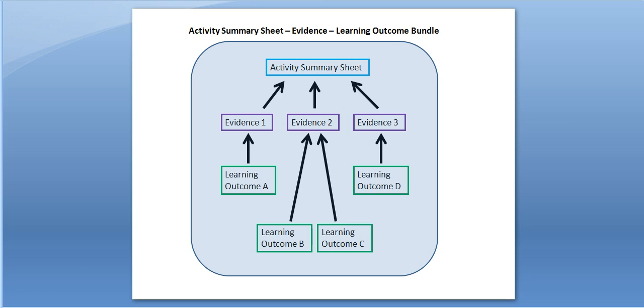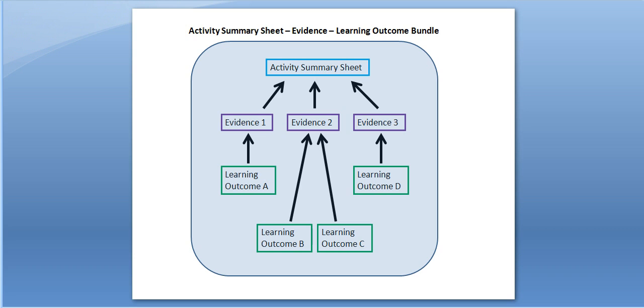The key to documenting work in the ePortfolio is to create an activity summary sheet, evidence, learning outcome bundle ready to discuss and subsequently submit to your project supervisor. The activity summary sheet holds details of the project or work that has been undertaken. This should be linked to one or more pieces of evidence as proof of this work. In turn, each piece of evidence should be associated with one or more learning outcomes achieved by undertaking this piece of work.